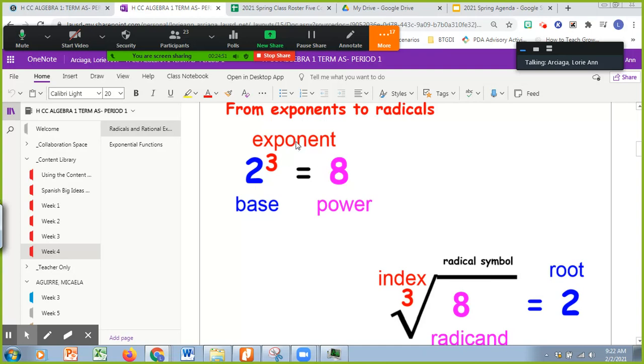Now, in case of a whole number exponent, this means that you're getting the cube root of the answer that we used to have or we used to solve for, right? So when you go 2 to the third power, it's equal to 8. So if you're going to write that in a radical expression, you're actually trying to find the cube root of 8. So 8 becomes the radicand.